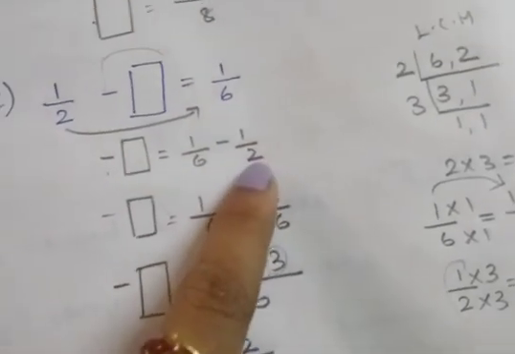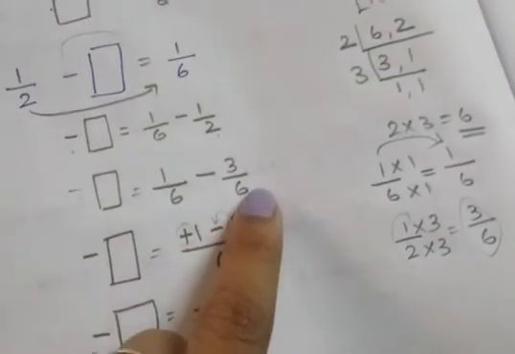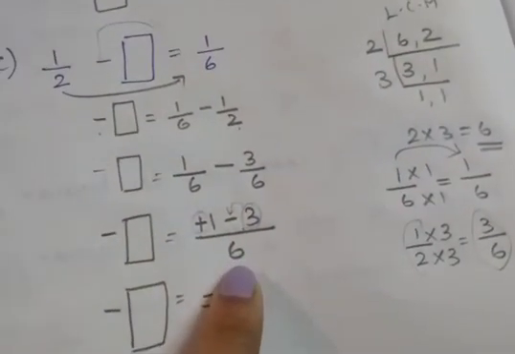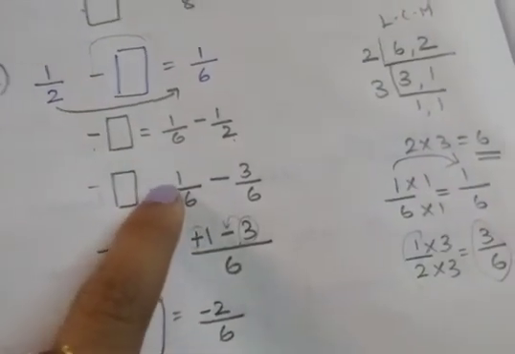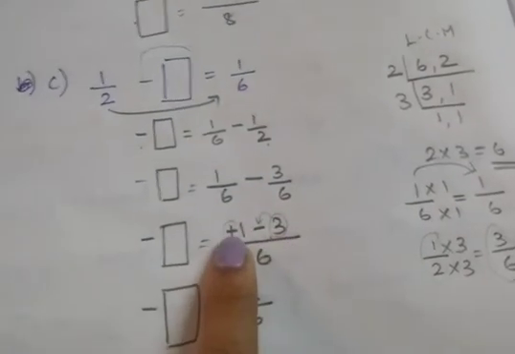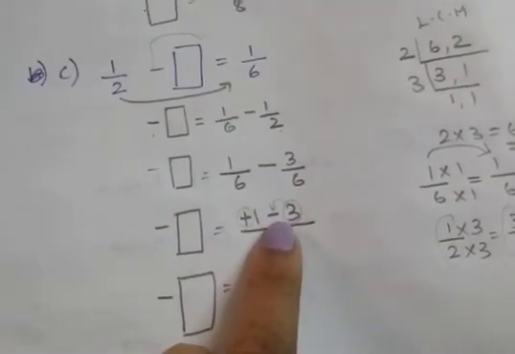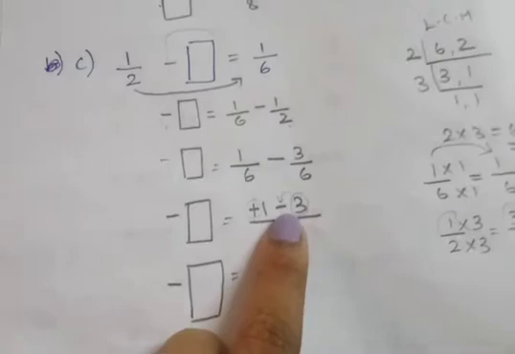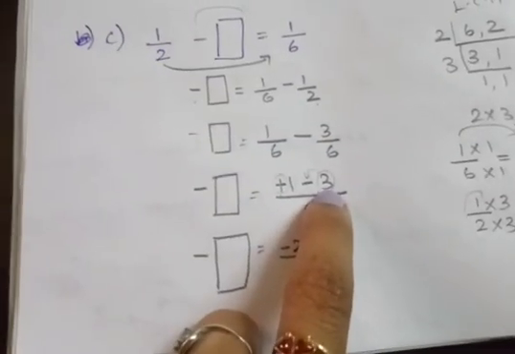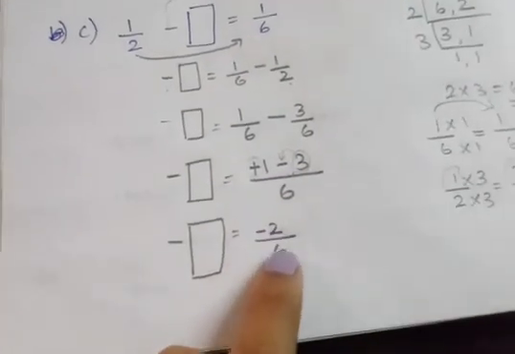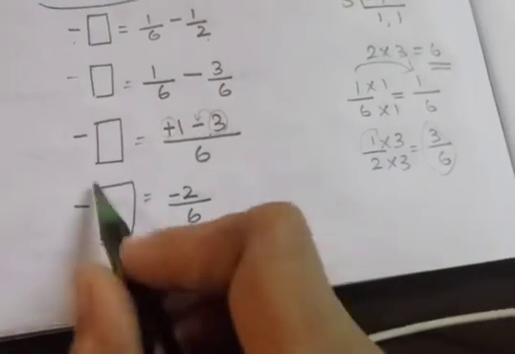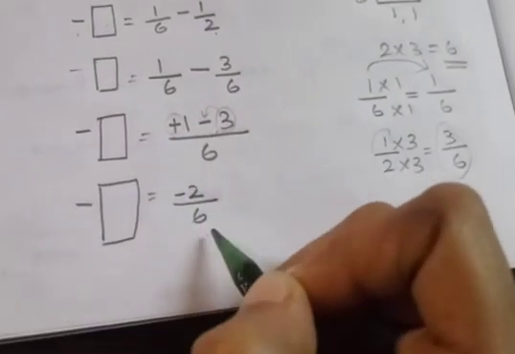Now these two are not same, so I'm taking LCM and making it like this. Both the denominators are same, so I'm writing 6 as such down, plus 1 because no symbol is given, plus 1 minus 3. Plus and minus different symbols are given, so subtracted. 3 minus 1 is 2, which is a greater number? 3. What is the symbol of 3? Minus. So minus 2 divided by 6. What is the final answer you're getting? Minus box is equal to minus 2 by 6.